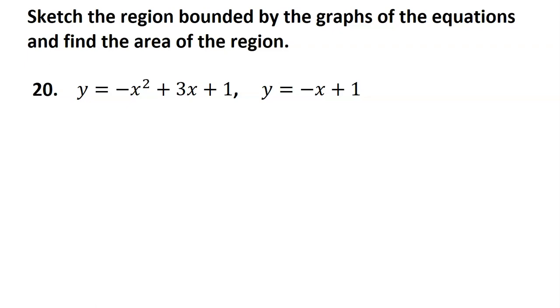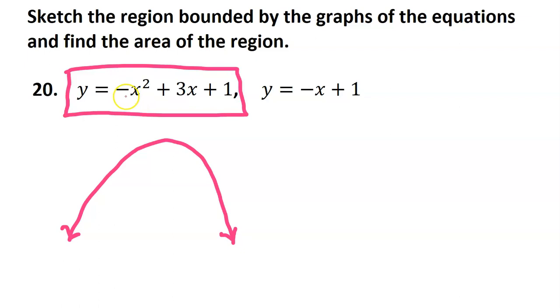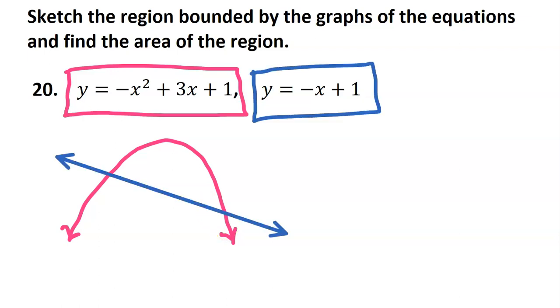In this video, I will show you how to sketch the region bounded by the graphs of the equations and find the area of the region. Looking at the negative x squared, I know this is some type of an upside down parabola. And I know that y equals negative x plus 1 is a line with a slope of negative 1.